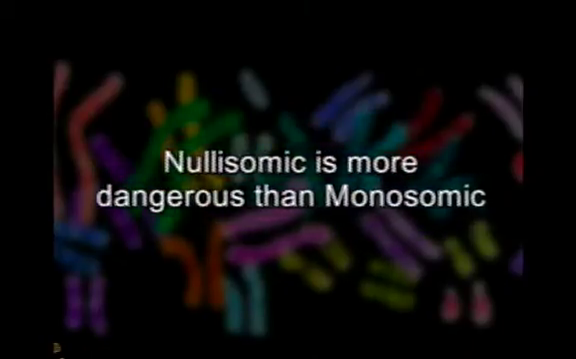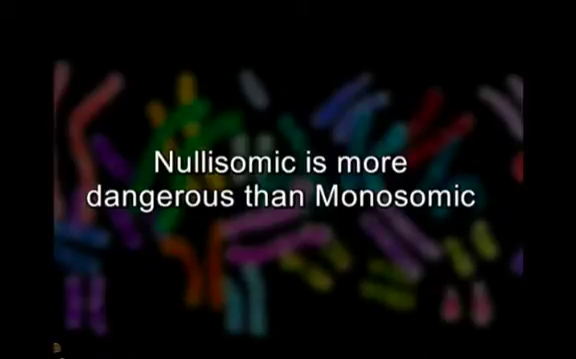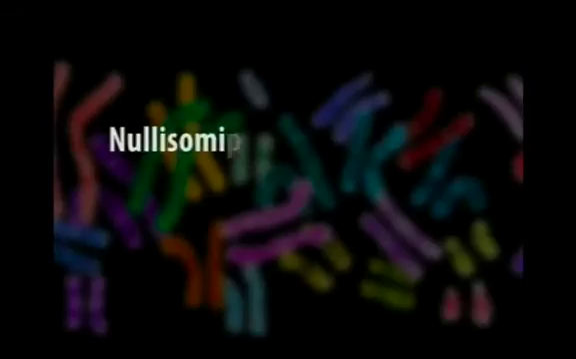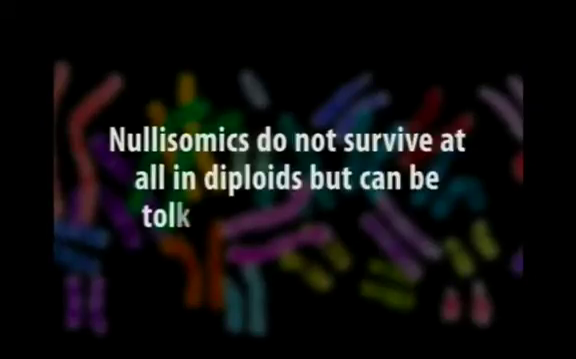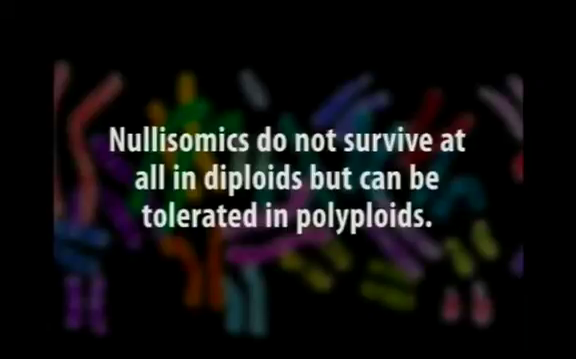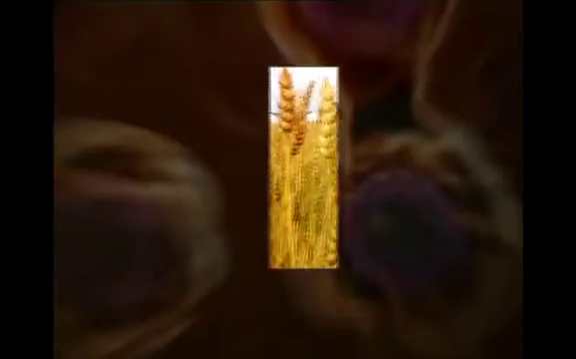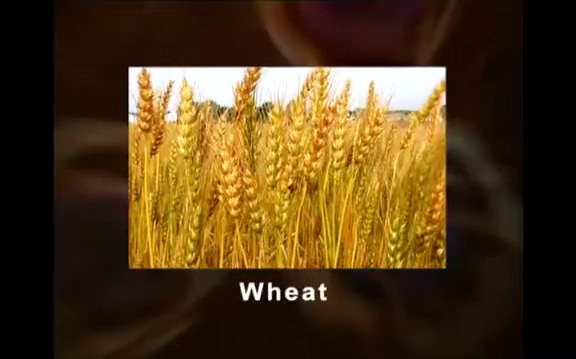Now, nullisomic is a much more dangerous condition than monosomic because now both the chromosomes are missing, and therefore the nullisomic condition does not basically survive in case of diploids. However, in case of polyploids, the nullisomics can survive, and that is why in case of wheat, a complete set of nullisomics has been produced by E.R. Sears.